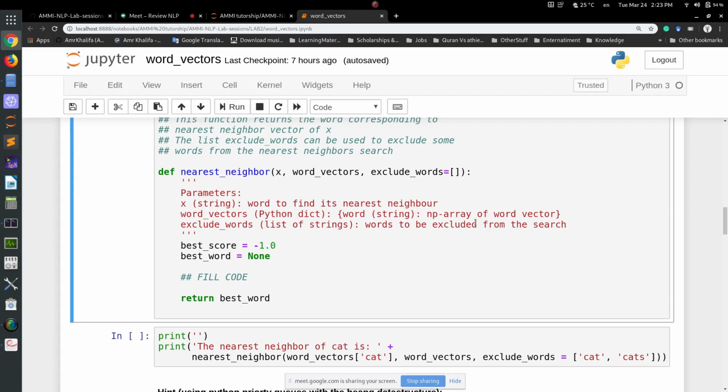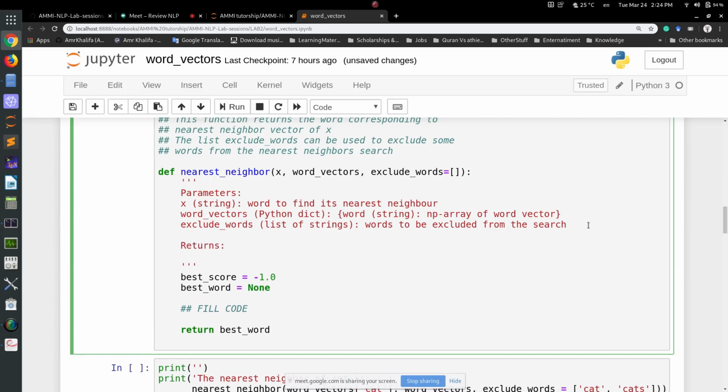So we have the function nearest neighbor, which takes x, a string, the word that we need to find its nearest neighbor, and we have the word vectors dictionary, and we have exclude words. Exclude words are the words that we are going to exclude in our search. So we're going to do a search on the entire dictionary to find the word that is most similar to x.